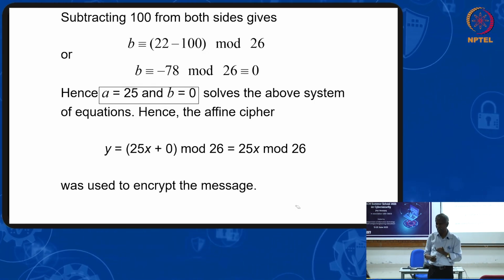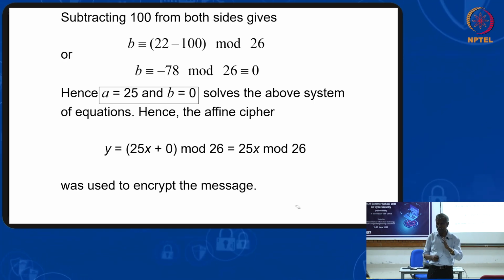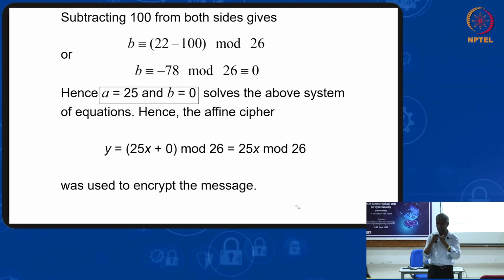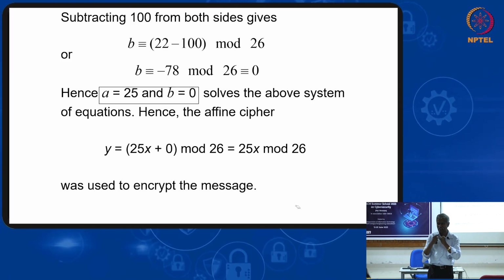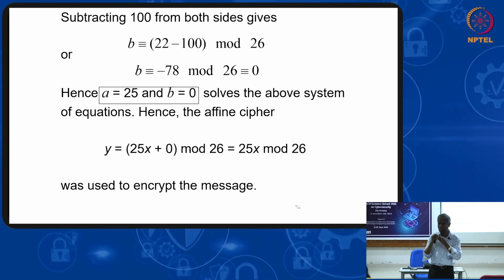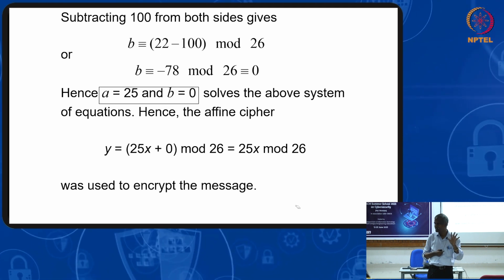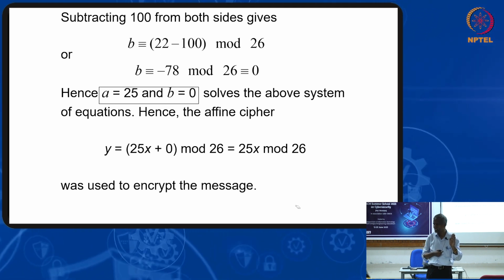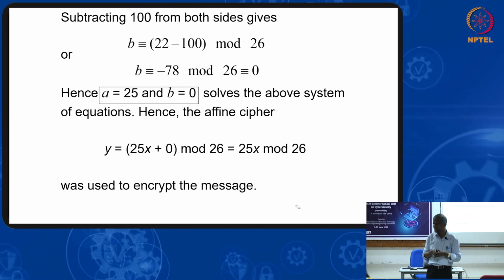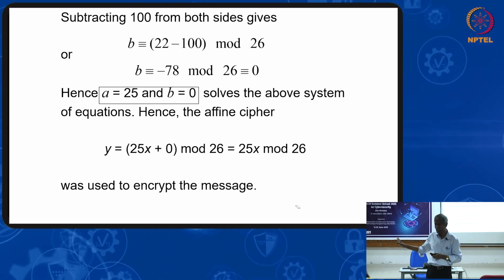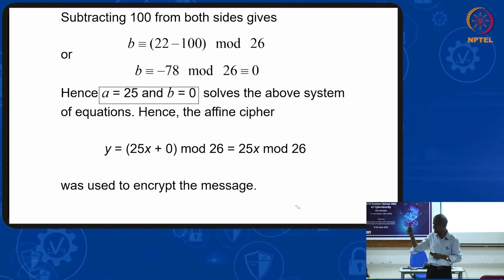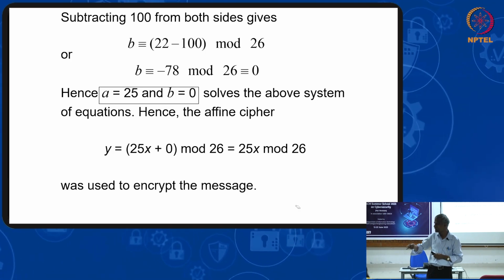So in classical cryptography, many algorithms are there: Caesar cipher, Vigenere cipher, Playfair cipher, Hill cipher, affine cipher. Of these 5 algorithms, affine cipher needs 2 key components, a and b. So you have to solve two equations simultaneously.